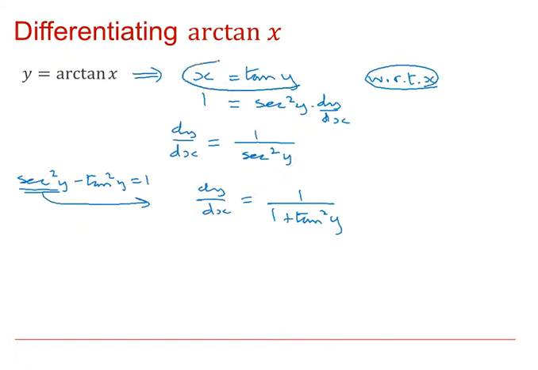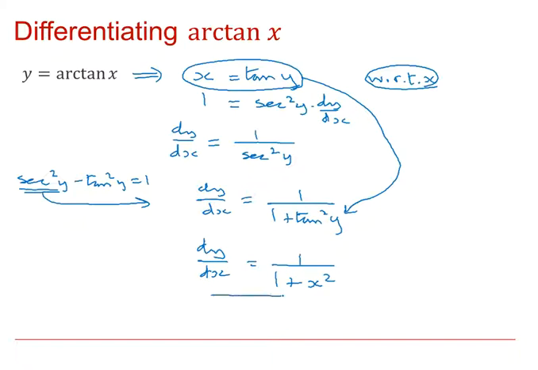And at this point we need to remember that tan y can be written as x. So dy by dx is 1 over 1 plus x squared. So that is the standard way of differentiating y equals arctan x.